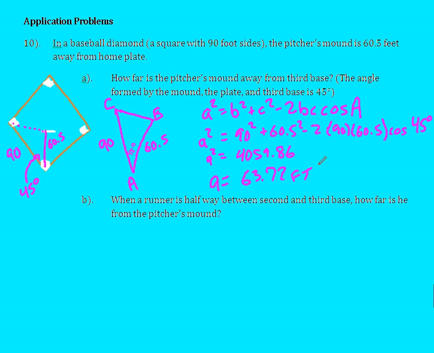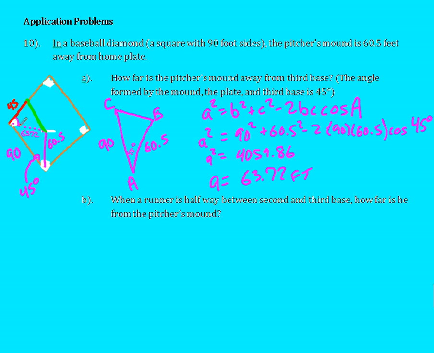Part B was a little bit trickier, because actually what we need to look for is if the runner is halfway, so he's right here, we're going to look at this part right here. That's the side we need to find. I know that if he's halfway, this is the 45. I now know what this side was. We just found it. It was 63.72 feet. But I need to figure out this angle right here.